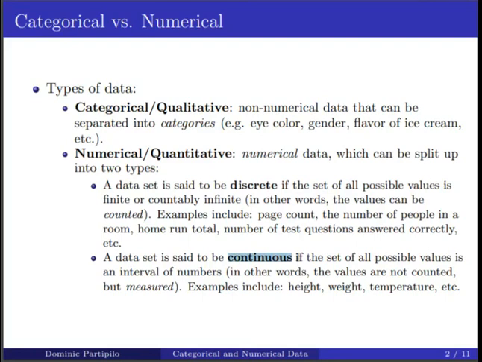A data set is continuous if the set of all possible values is an interval of numbers. We talked about how discrete can be counted, but continuous is more measured. Examples of this would be height or weight or temperature. These are intervals and they don't have gaps between the numbers like the discrete data did.